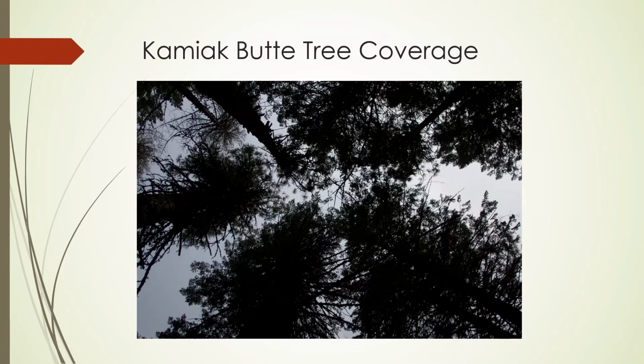Overall, the trees present on the northern aspect of Kamiak Butte were varied in species, comparatively tall, wide, and covered a much greater area than the trees on the southern aspect. These factors have multiple effects on the plant and animal life present on this side of the butte.